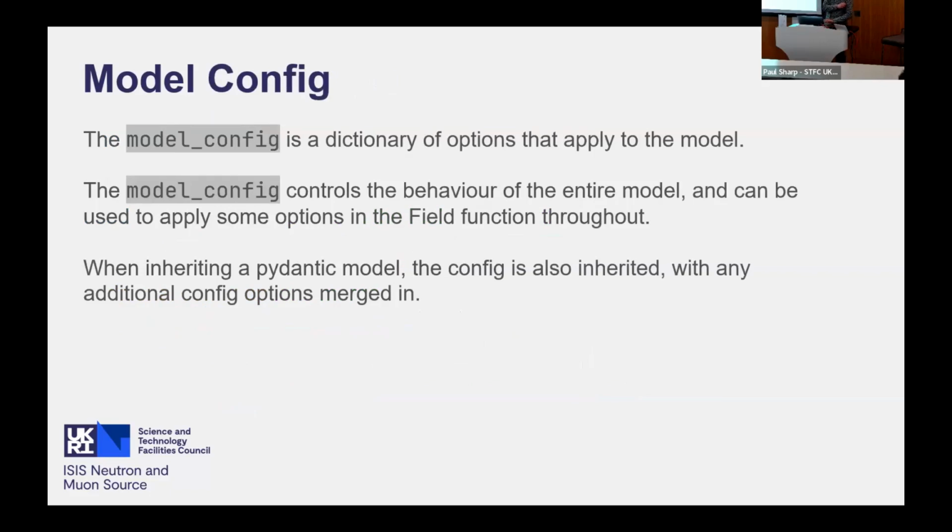So the next thing to move on to is the model config, which is how we can apply sets of options to our model and work out what should be going on with those. So one of the things that the model config can do is it can automatically apply some of those field options throughout. So you can say string max length is 10, for example, and then every string defined in the model has a maximum length of 10. When you inherit a Pydantic model, it's worth knowing that the config is also inherited, and you merge in any additional options. And of course, you can contradict options in your subclass as well.